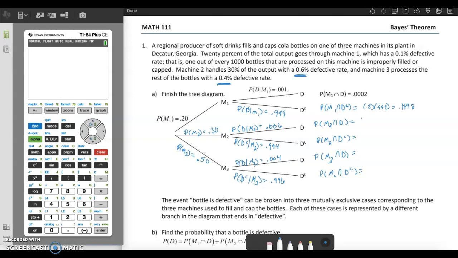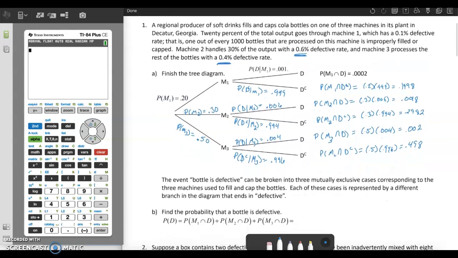The next one is 0.3 times 0.006, which gives 0.0018. The next is 0.3 times 0.994, which is 0.2982. And then we have 0.5 times 0.004, which is 0.002. And 0.5 times 0.996, which is 0.498. So we have every possible part of this tree diagram labeled.